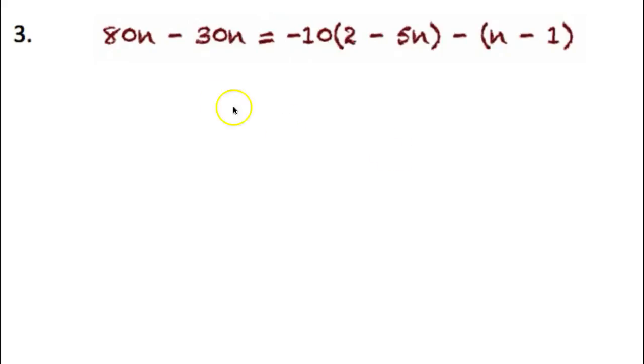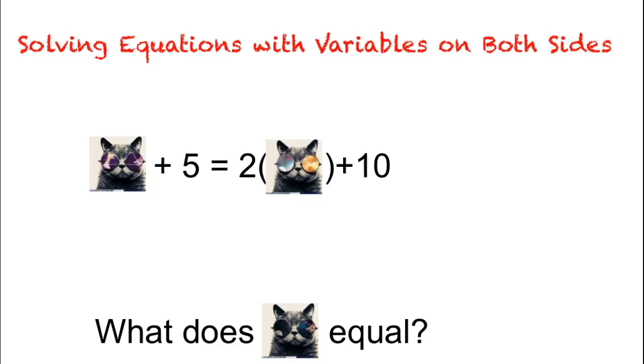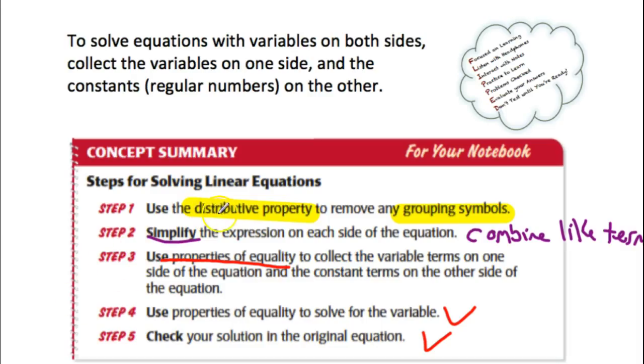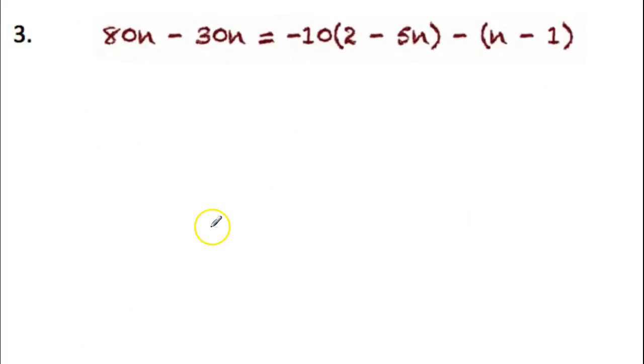And here it is. So I want you to copy this down. Pause the video if you have to. I'm going to get started right now. So the first step we want to do is, let's find out. I go back. Use the distributive property to remove any grouping symbols. All right. I see parentheses here and here. So I'm going to do the distributive property to simplify that. Over here, I'm just going to copy this.